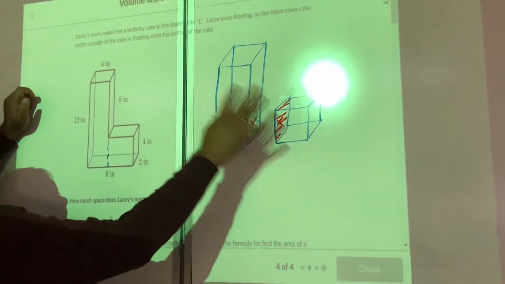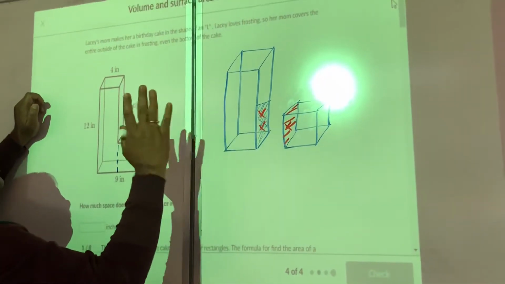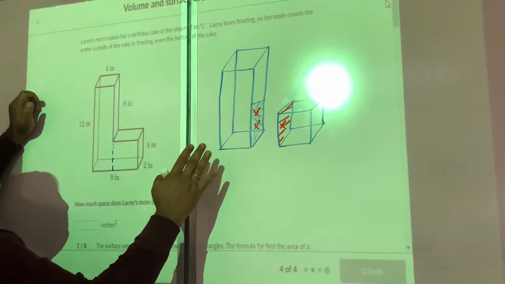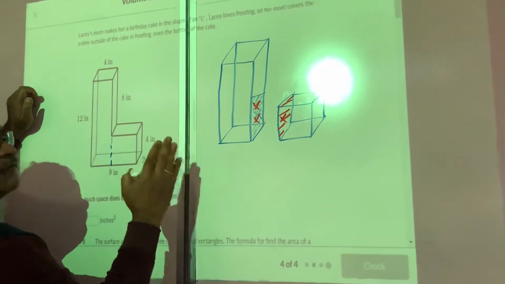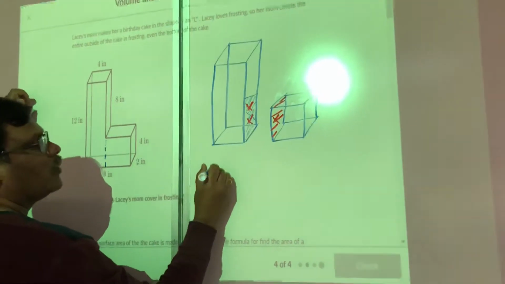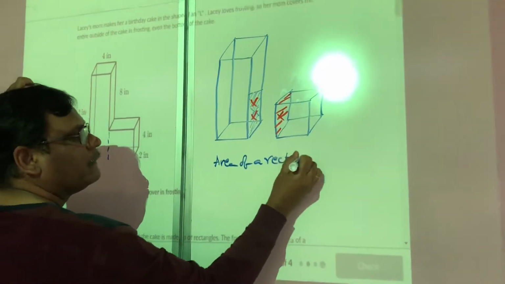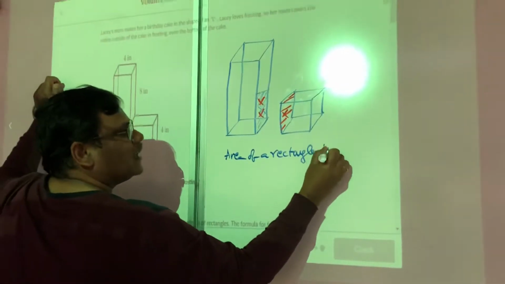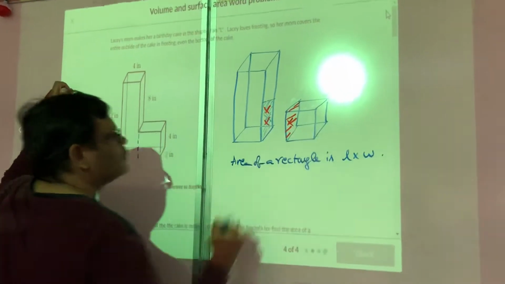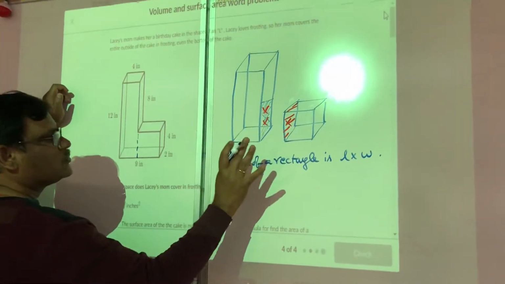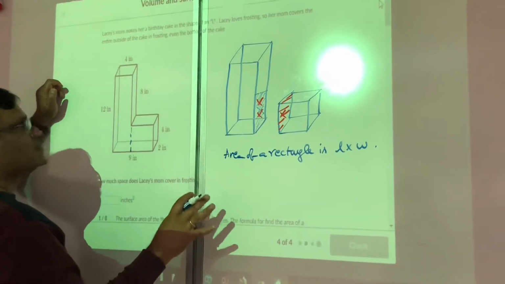So anyway, these shapes are all either squares or rectangles. If you want to find the area of a rectangle, we have a formula. The area of a rectangle is length times width. So I'm going to mark all the respective sides now and calculate the areas, right?